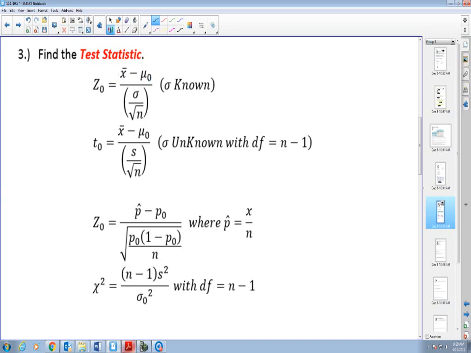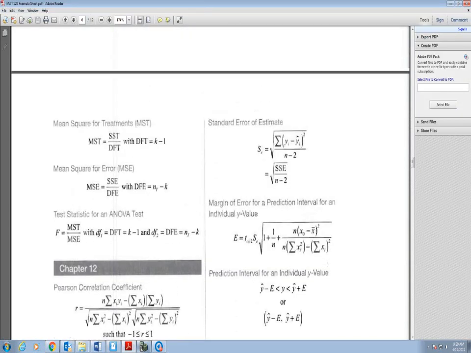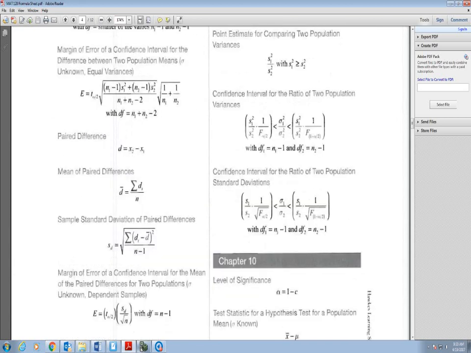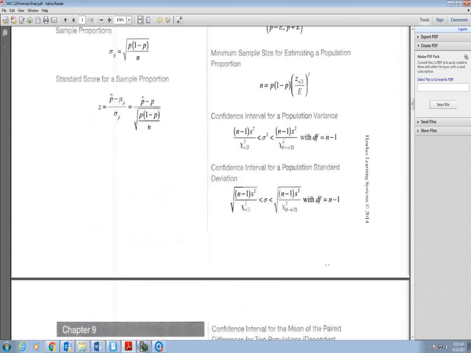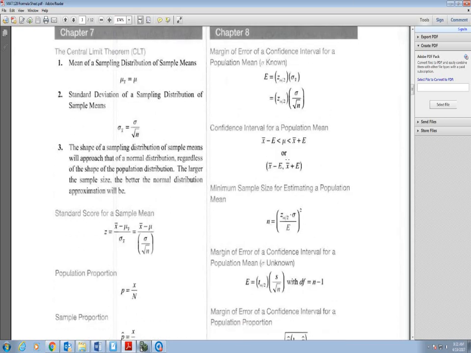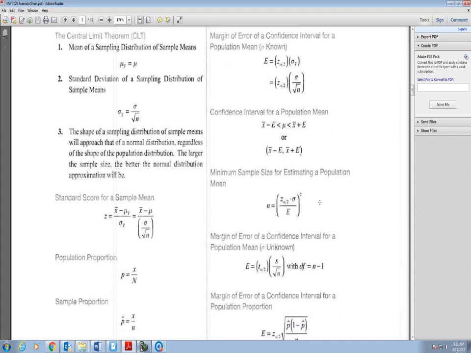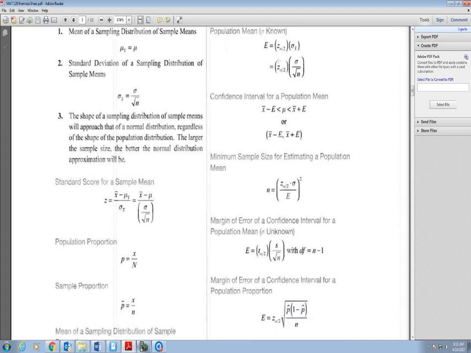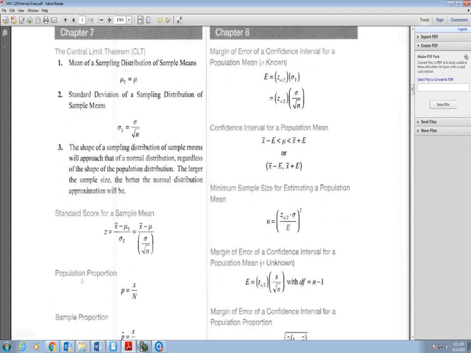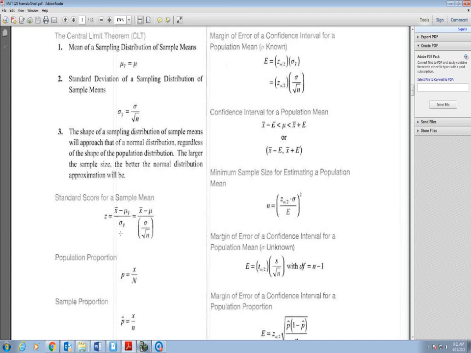For when sigma is known, I can show you this if you go back to chapter 8 on the formula sheet. Let's see what my chapter 8 is. All right, your test statistics. These are the margin of error. Oh sorry, chapter 7, central limit theorem. I thought it was chapter 8. All right, the standard score.